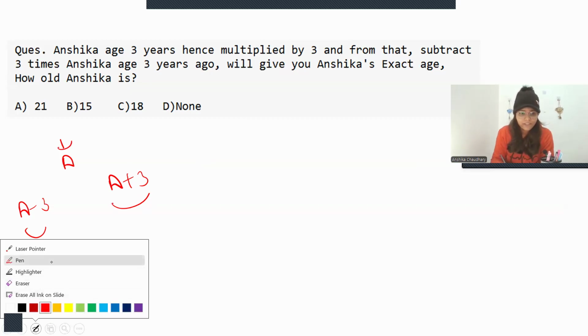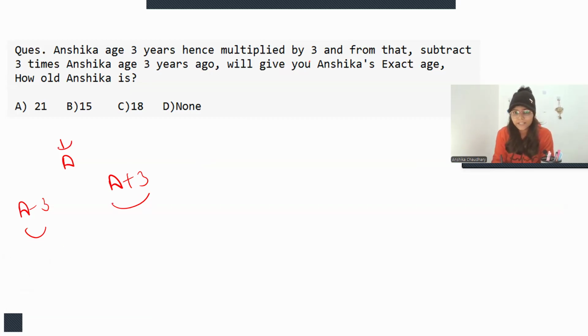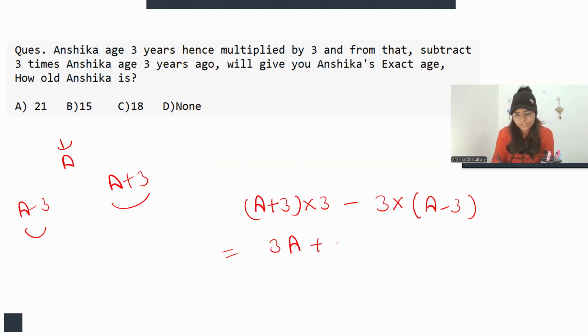Now, Anshika's age 3 years hence multiplied by 3. So suppose that my age is A only, right? So Anshika's age 3 years hence will become A plus 3, multiplied by 3. And from this subtract 3 times Anshika's age 3 years ago. That means if my age is A as of now, 3 years ago will be A minus 3, and that will give the exact age of Anshika. Right? So let's find it out. It will become 3A plus 3 3s are 9.